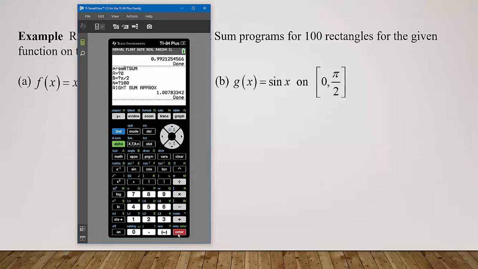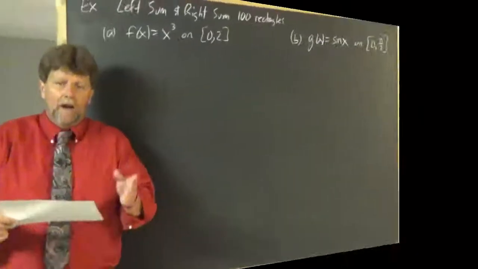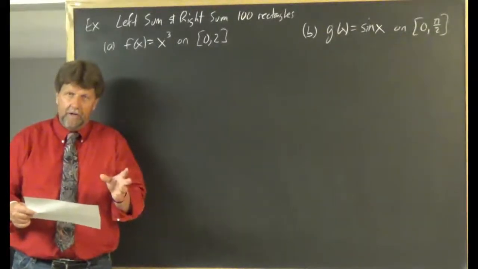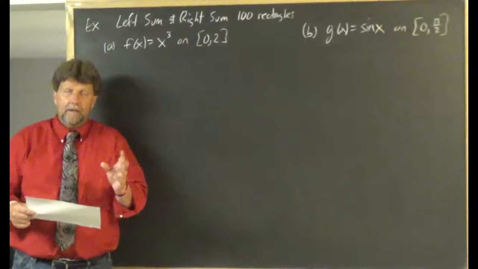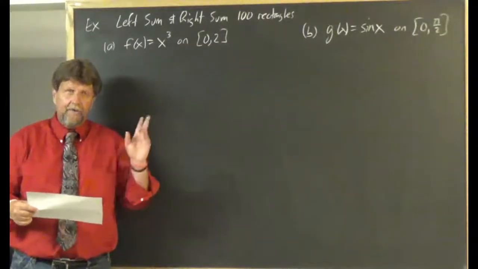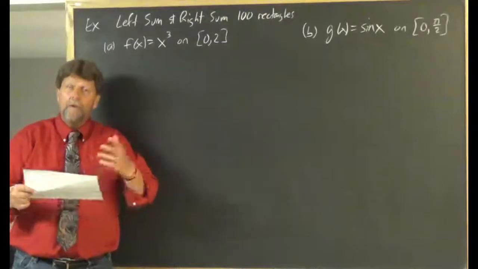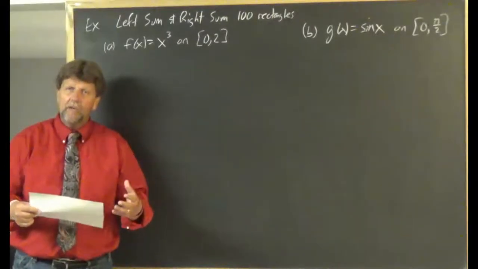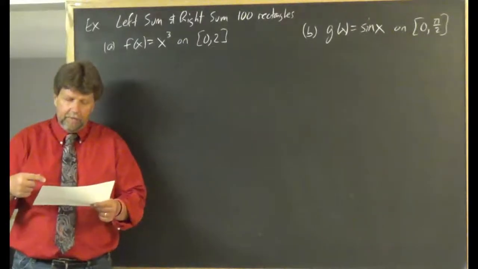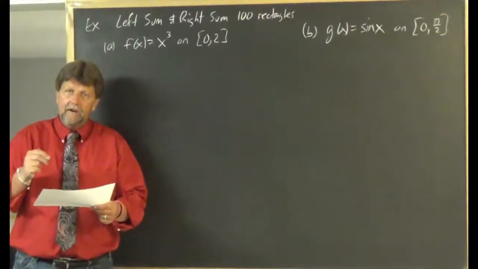So here I go to the chalkboard. All right, folks, in this example, we ran our left sum and right sum programs for 100 rectangles. Happy we have the programs that will do it for us very quickly. For these functions on the intervals, we ran the programs, we saw what the left sum was and what the right sum was for each. I said I was going to come to the board real quick to tell you how to write this down.